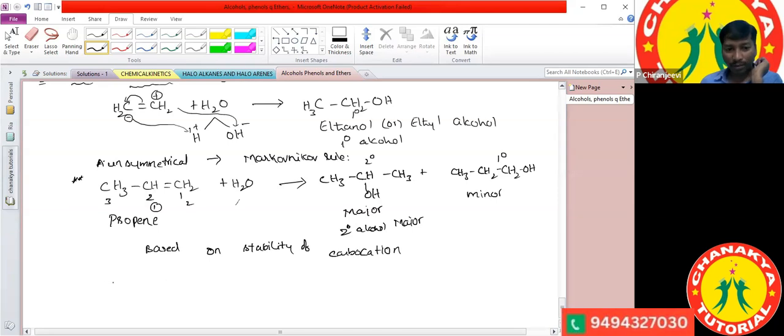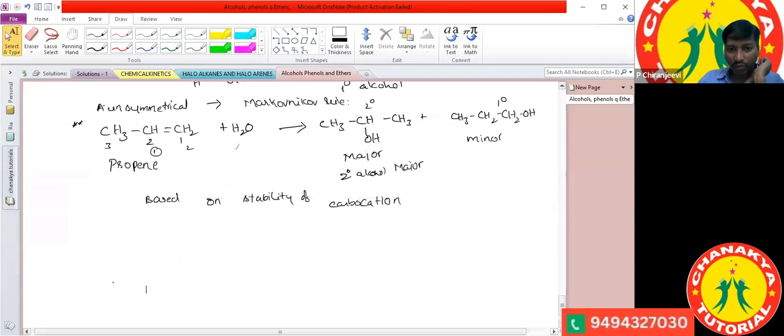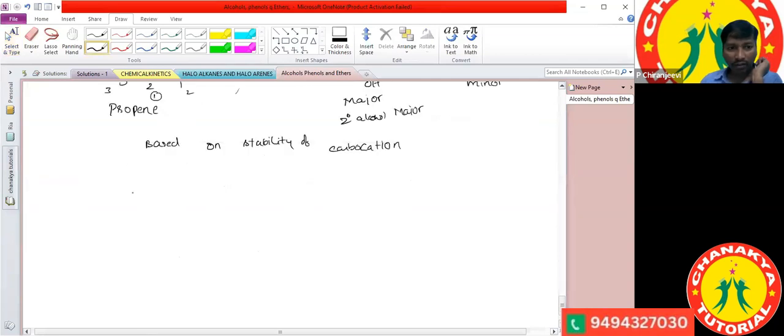And one more example. Yes, sir. We already discussed some examples here, so one question that I am giving here. If the compound with CH double bond CH2 undergoes addition of a water molecule, what is the product going to be formed? Any one of them.